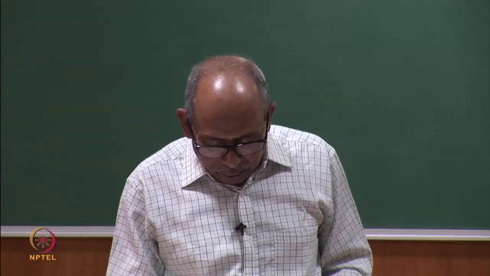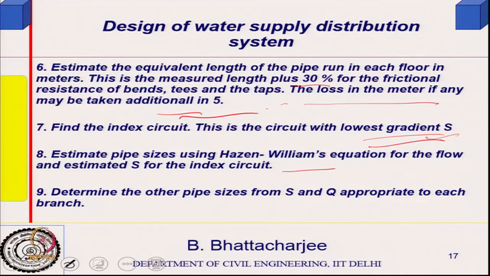So, this is the circuit loss gradient. Ensure pipe sizes, might use the Hazen-Williams equation for the flow, estimate the S for the index circuit, and using that you determine other pipe sizes if required from S and Q for the appropriate branch. So, that is the procedure.